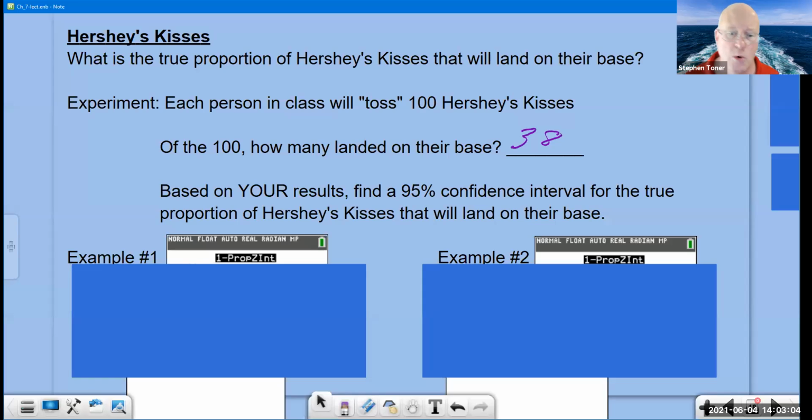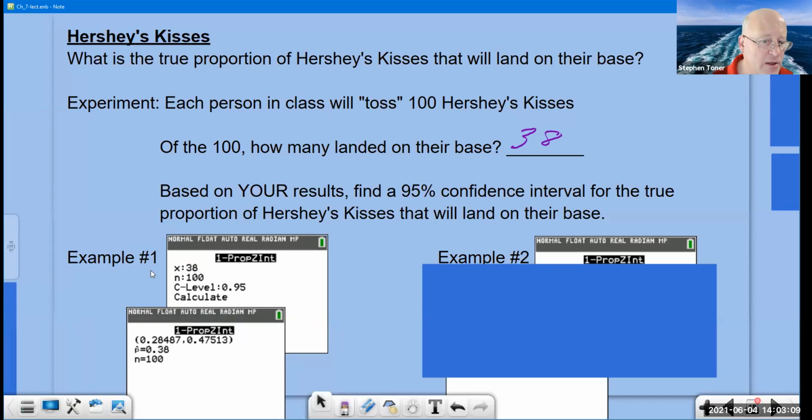So person number one, who had the guess of 38, is going to go to their calculator, and they're going to say, okay, here we go, a 1 proportion Z interval. I had 38 out of 100 of my flips land on the base. And I'm going to create a 95% confidence interval, and out comes this beautiful interval. So that person says, I'm 95% confident that the true proportion of the number of times it's supposed to land on the base should be 28.48% up to 47.513%. That's my estimate, and I'm going to stick with it.